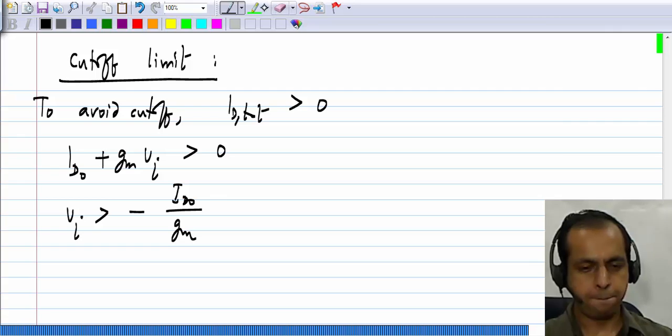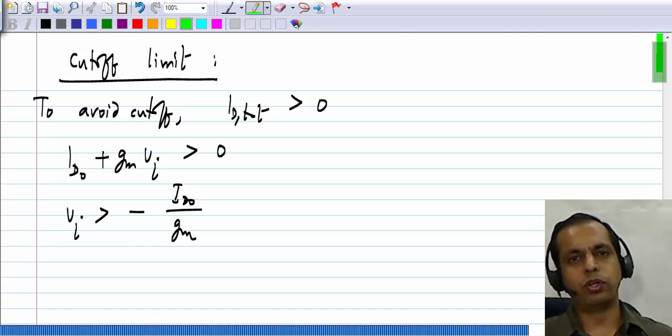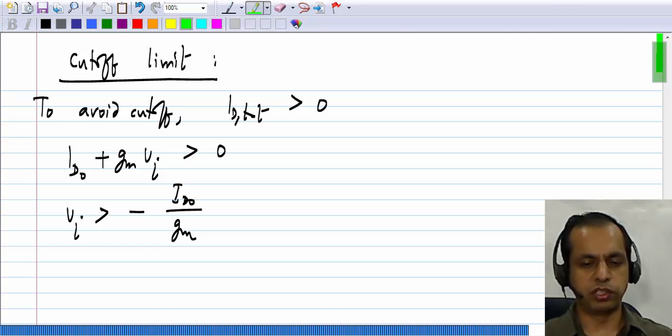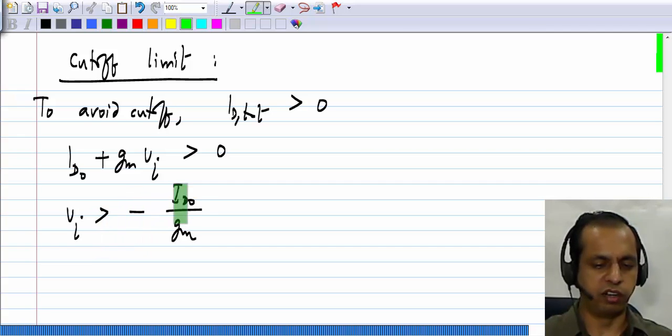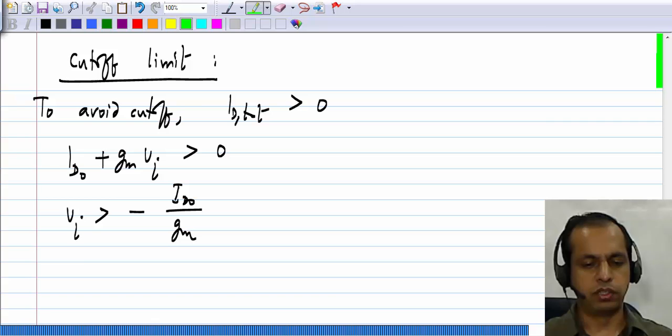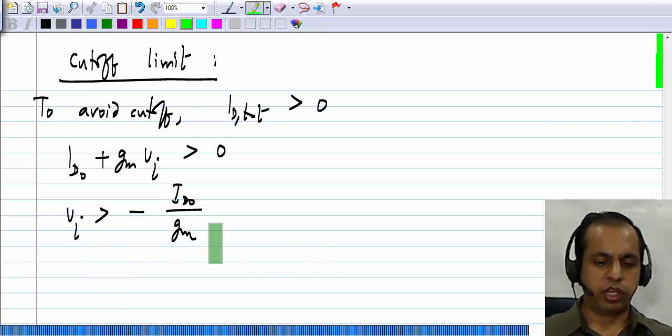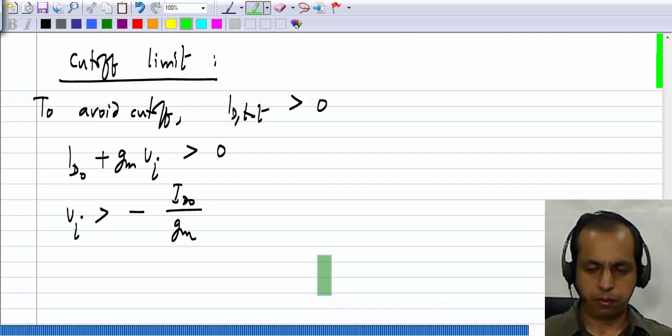Now this limit also makes sense. First of all, this is a negative number. There is some quiescent current in the transistor, and when there is a negative input, the gate voltage falls below the operating point voltage and it tends to move towards cutoff. So it makes sense that this is negative. So this will give us some value.